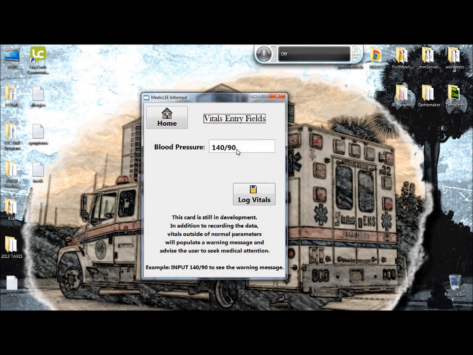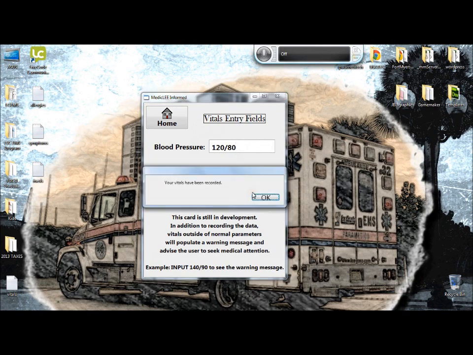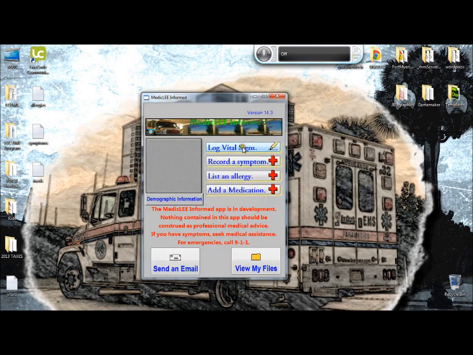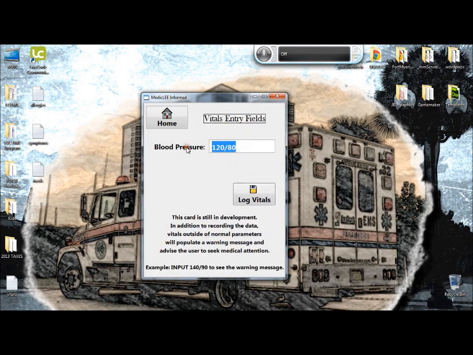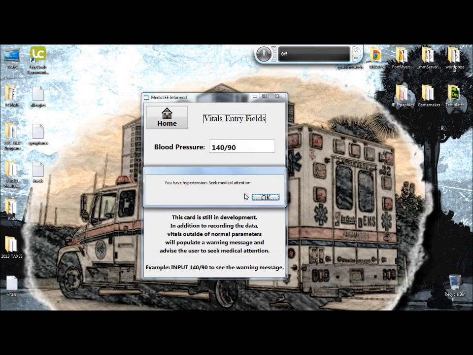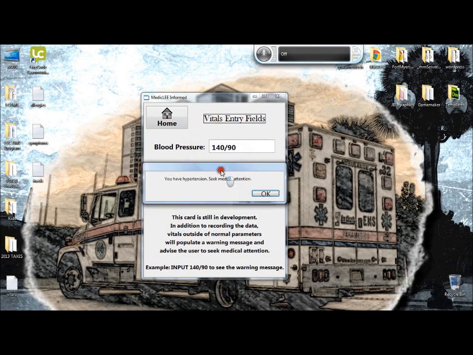For example, I'm going to log my vital signs. Let's say my blood pressure is 120/80, which is a textbook perfect blood pressure. You record it, it says vitals have been recorded. Now I come in the next day and my blood pressure is 140/90. I type that in, and what it will do is it'll determine what vitals are outside of normal parameters and provide education in this way. Just, you have hypertension, seek medical attention. Very basic right now, but just a way to provide some patient education as to what these vital signs mean.